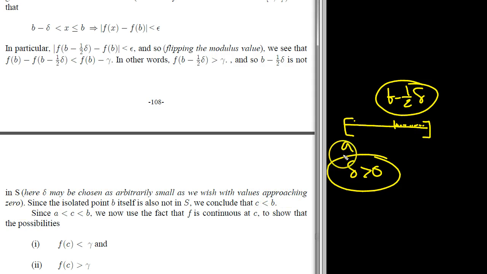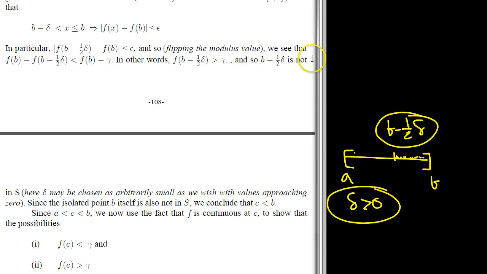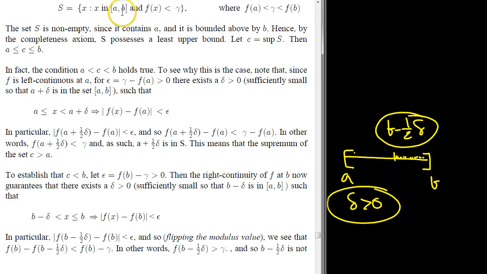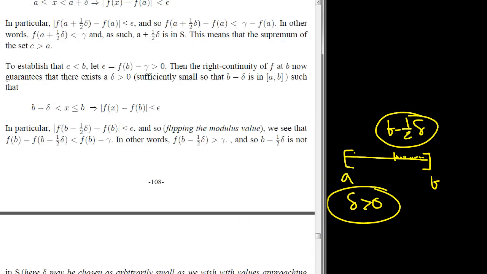So right up to B itself then, since the isolated point B itself is also not in S, we conclude that C is less than B. So not only are all these points up to B not in S, we also claim that B is not in S. Now, is that the case? Well, the point B itself, that single point, is not in S. And why is it not in S? If we look here, B is in here, but for it to be in here, f of B would need to be less than gamma. And here we've got f of B is greater than gamma. So B as a singleton is not in there. That endpoint is not in there also.